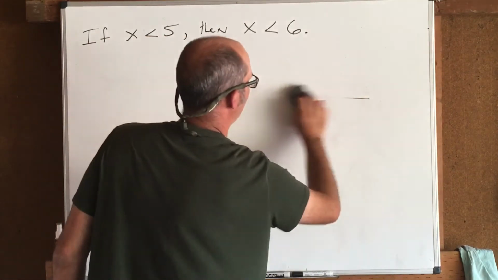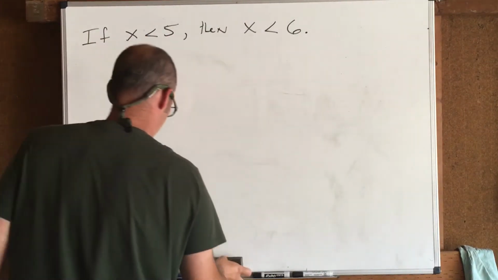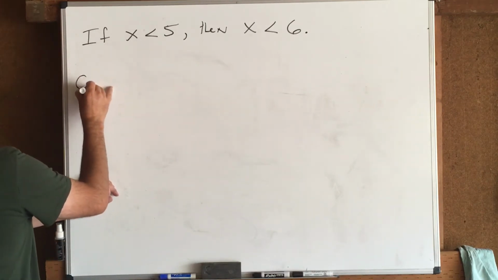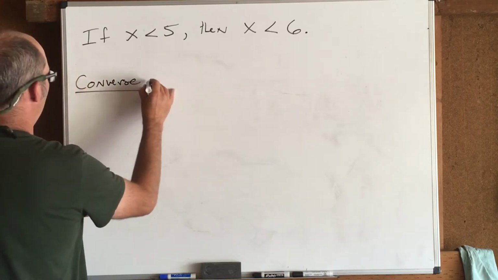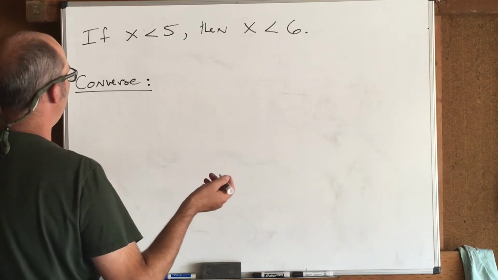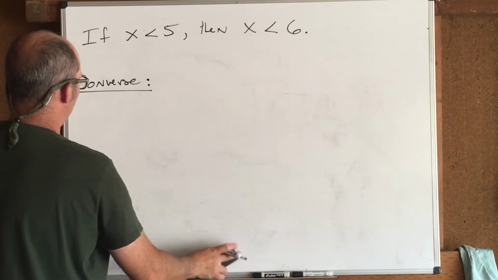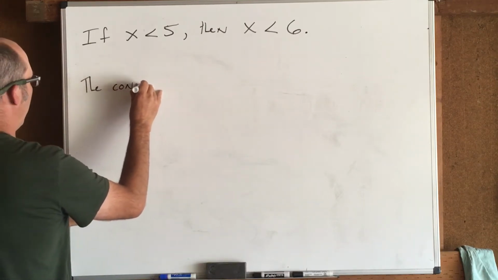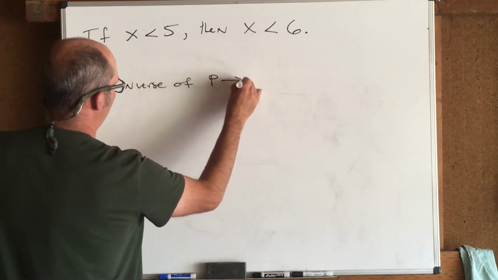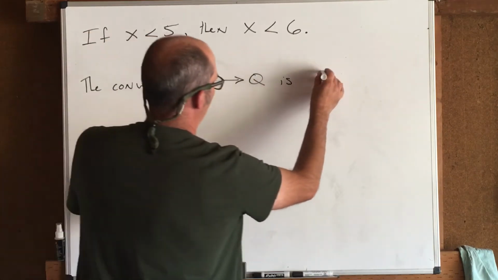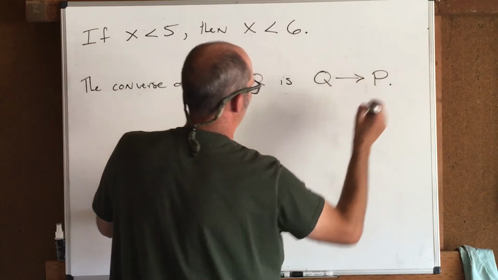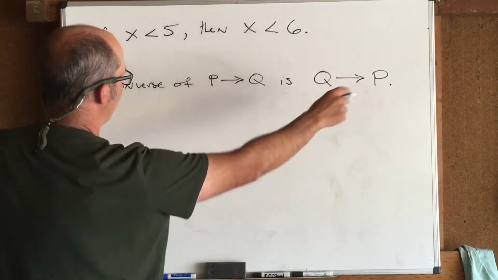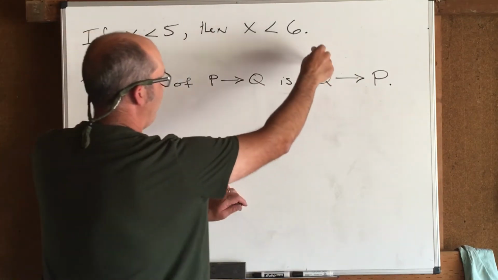Okay, part B in that problem, problem 2, says, is the converse true? Okay, so this is the original statement. Let's figure out what the converse is. Okay, remember that, let me write it this way. The converse of P implies Q is Q implies P, or the converse of if P then Q is if Q then P.